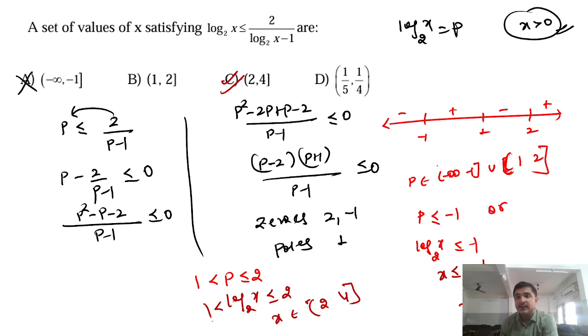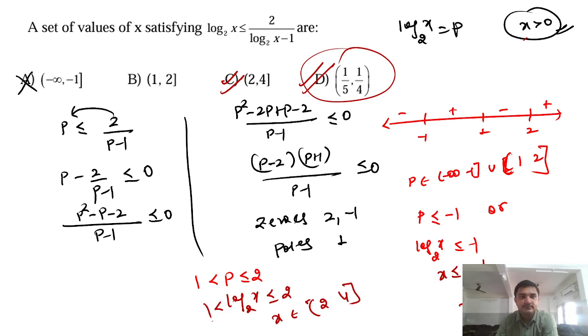Minus infinity to half is incorrect. Why? Because our x must be greater than 0, so we can easily say x belongs to 0 to half is also our answer. Any option which is 0 to half? I think no. Yes, D option, you check. D option, 1 by 5 to 1 by 4. It is definitely belonging in this region. Yes, that is also a correct answer. So C and D are the correct answers for us.